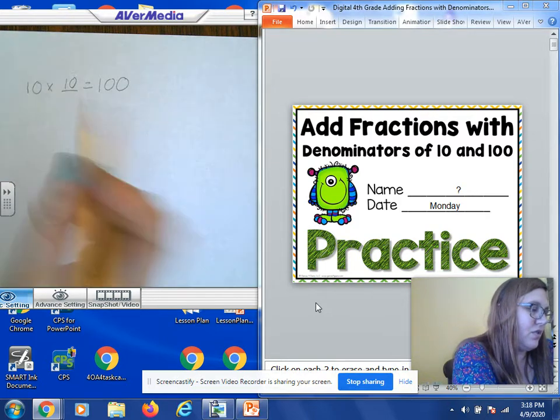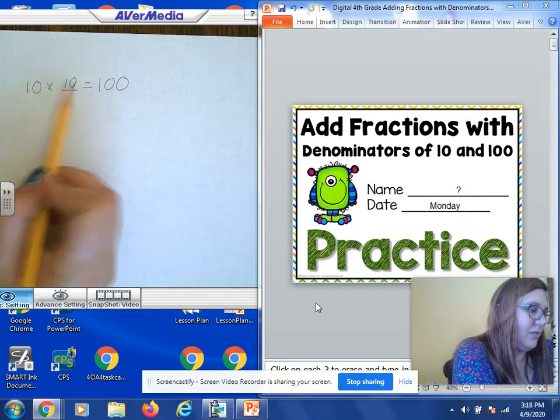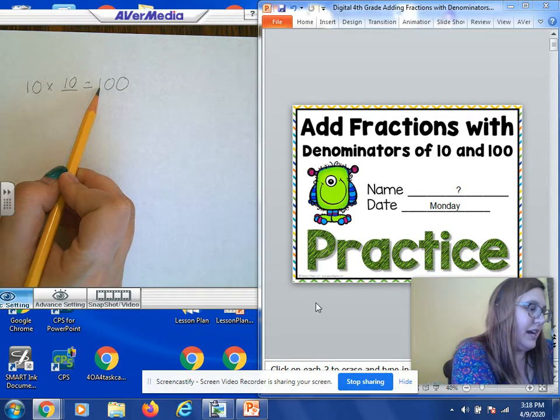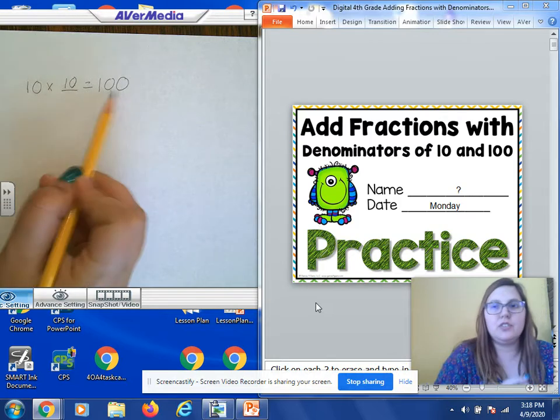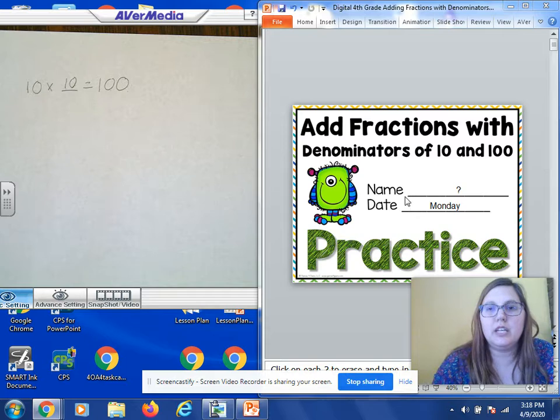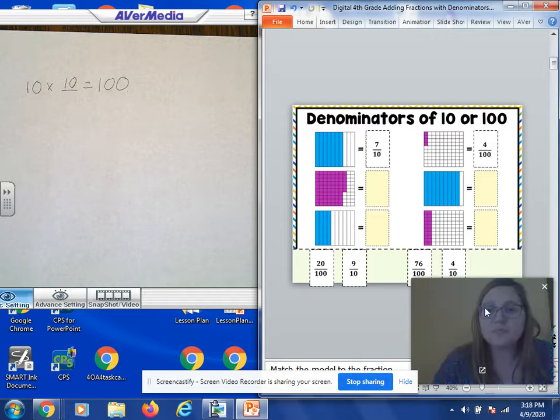And if you look, we're just adding the zeros. 1 times 1 is 1, and then we're adding the 2 zeros to give us 2 zeros. So that'll be important to think about as we're looking at these fractions.